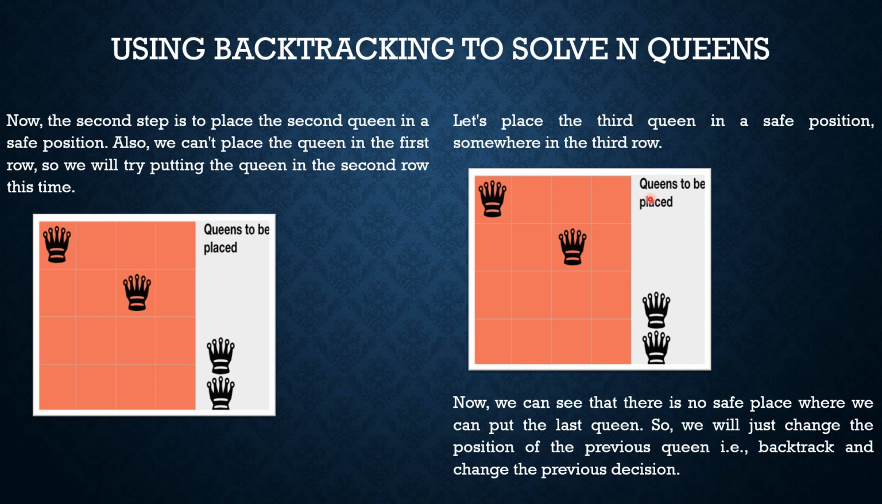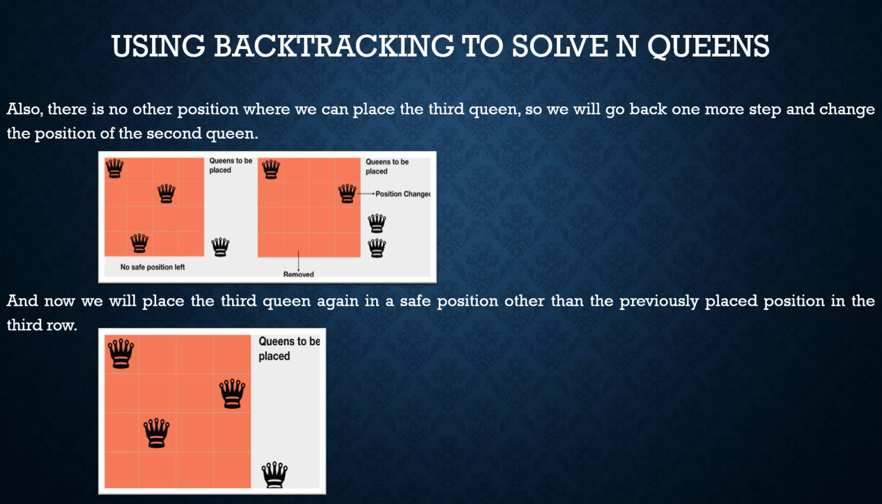Let's place the third queen in a safe position somewhere in the third row. Now we can see that there is no safe place where we can put the last queen. So we will just change the position of the previous queen, that is, backtrack and change the previous decision. Also, there is no other position where we can place the third queen. So we will go back one more step and change the position of the second queen.